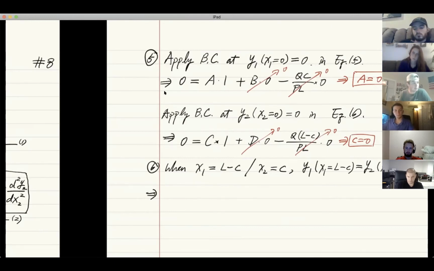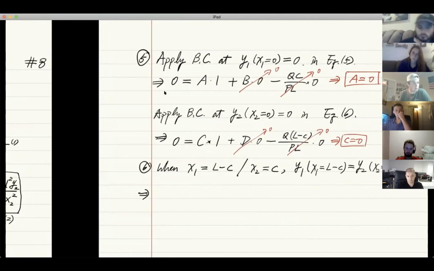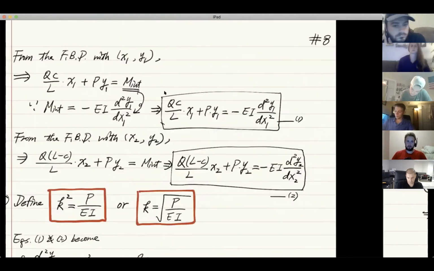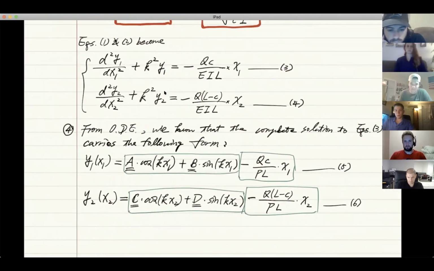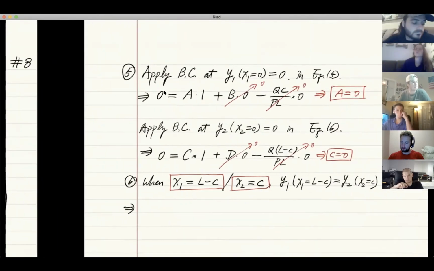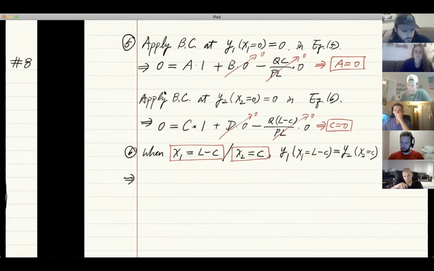All right, so we're getting there. If you plug it in, remember, we're going to plug in x1 to be L minus C and x2 to be C. So we're basically using equations 5 and 6. We substitute L minus C into x1, and you get the expression of y1, and you substitute C into x2, and you get the expression of y2. Then you relate these two. That makes sense? Okay. So that's why we're going to write the following expression. You can do the same, but you're going to get the same result.